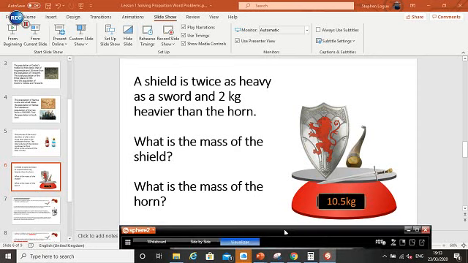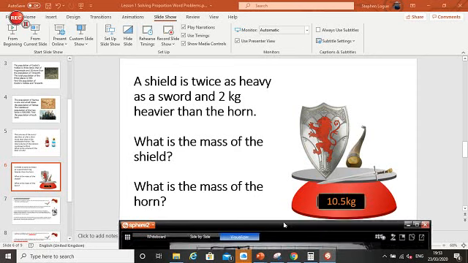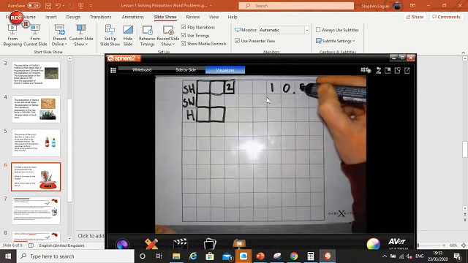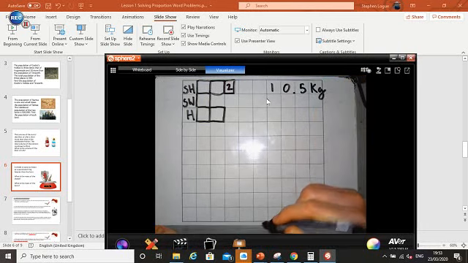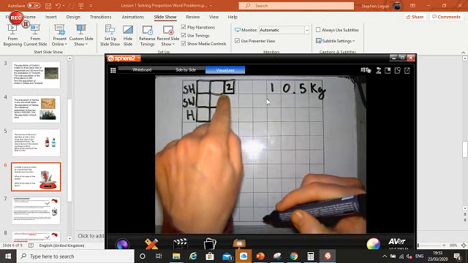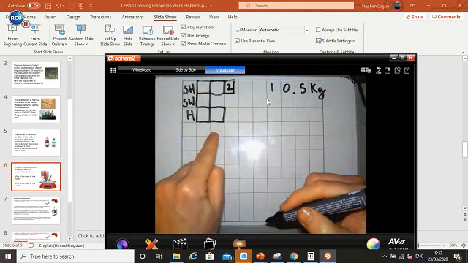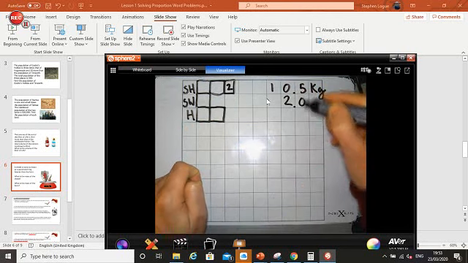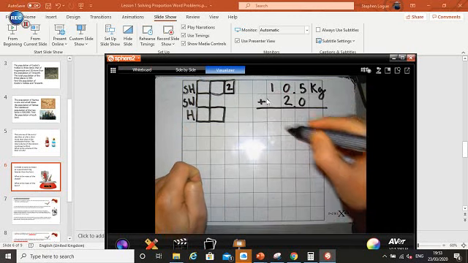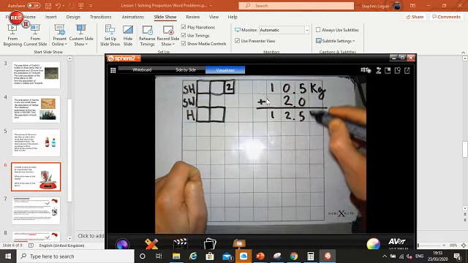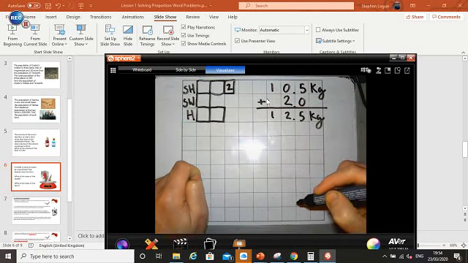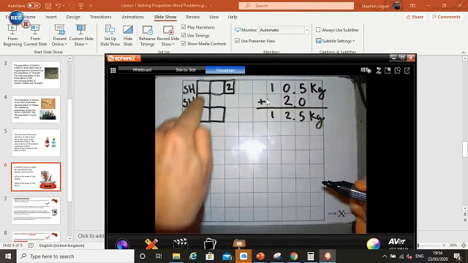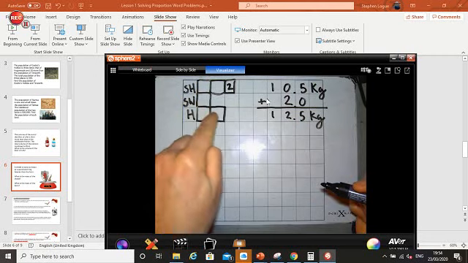The question is asking us what is the mass of the shield and what is the mass of the horn. The mass of the shield is 2.5 plus 2.5. 1 plus 2 is 3, plus 2 is 5. 2.5 plus 0.5. 5 plus 5, 10. 1 plus 2 is 3, plus that. The horn is 3 kilograms.